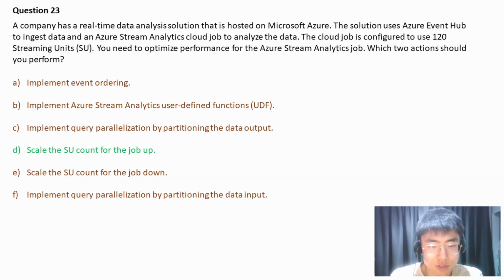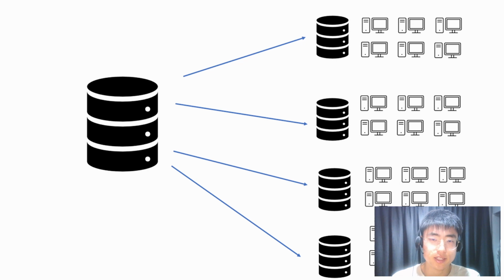Streaming units represent computing resources to execute the Stream Analytics job. So as you can imagine, the more streaming units we have, the more improved the performance is. So one of our answers is D, scale the SU count for the job up. But of course, there is a limit to how many streaming units we can have. So there is a max cap for that number. The max cap is 6 streaming units per partition. So our first answer is generally correct as long as we haven't met the max streaming units already.